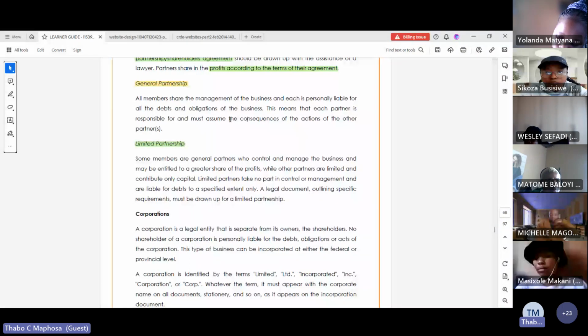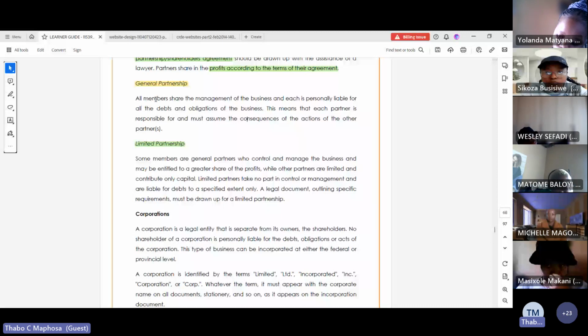Whatever business decision that you guys make in that general partnership, everyone is going to be liable for that. If there is money that needs to be paid, everyone has to contribute. If you need to go to court, all of you are going to go to court because of the partnership agreement that you guys signed.